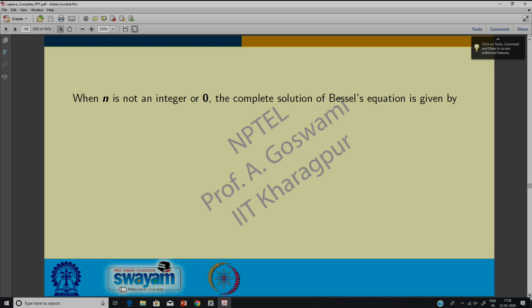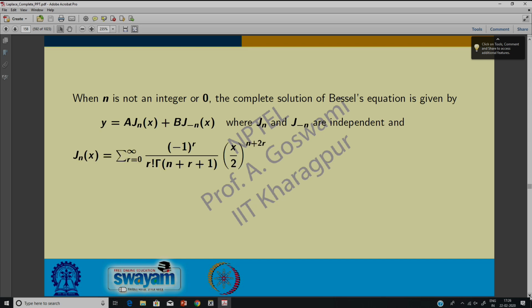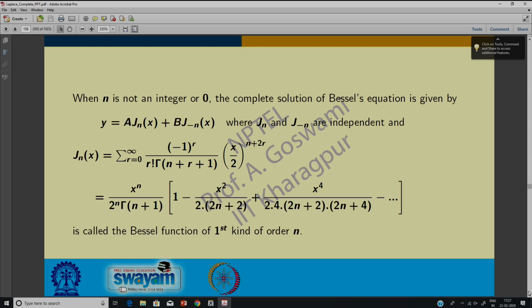Now, when n is not an integer or 0, the complete solution we can obtain as y equals A into J_n(x) plus B into J_minus n(x), where J_n and J_minus n are independent, and J_n(x) is the summation from r equals 0 to infinity of (minus 1) to the power r divided by r factorial into gamma(n plus r plus 1), into (x by 2) to the power n plus 2r. The proof is beyond the scope here, but this is the series solution of the Bessel equation of order n.